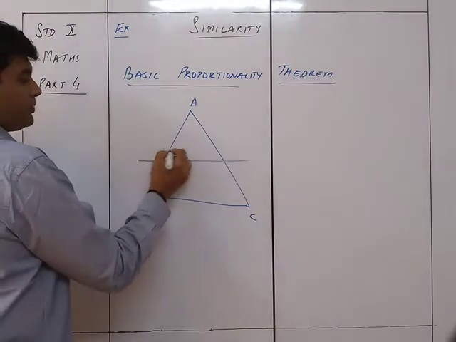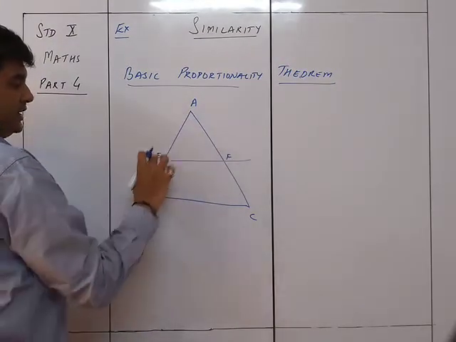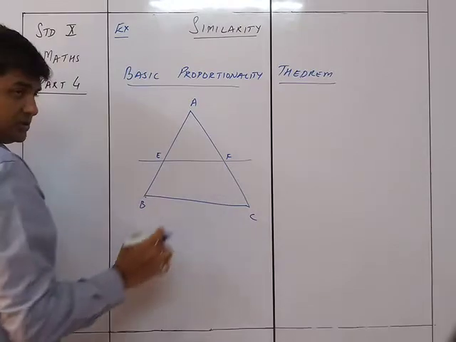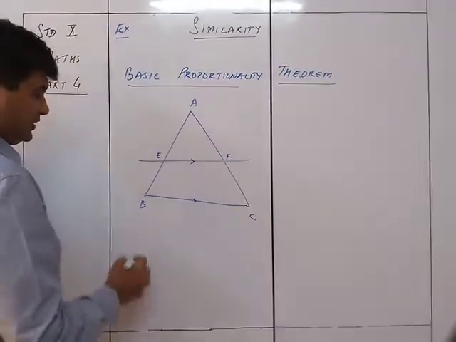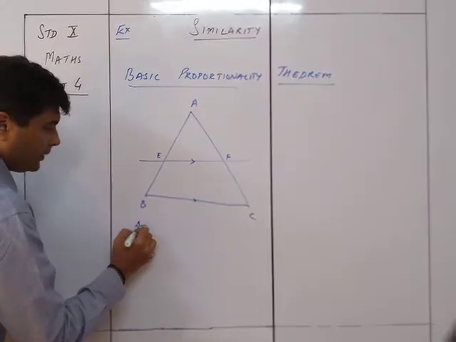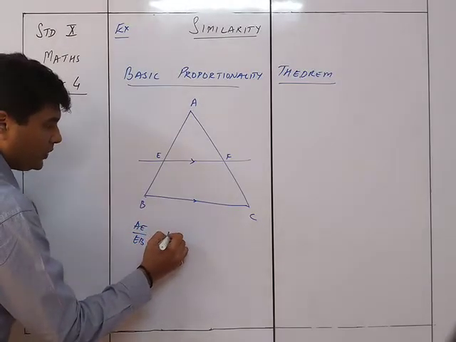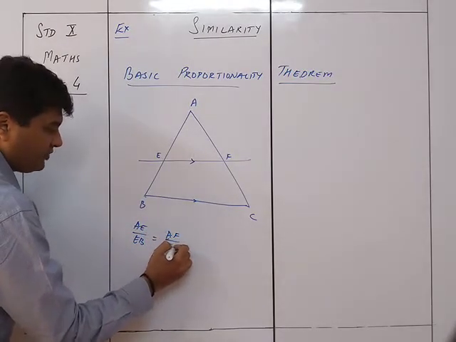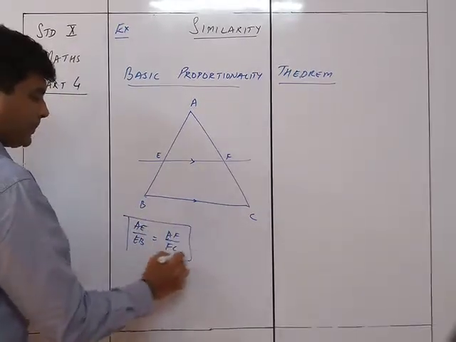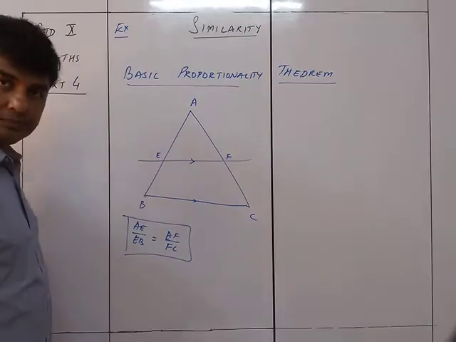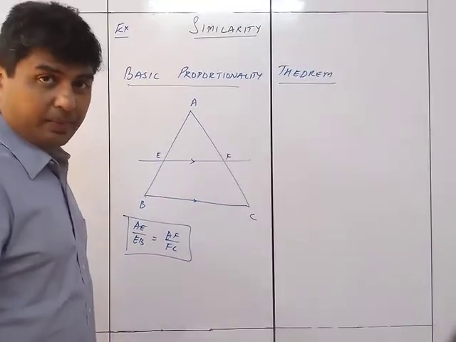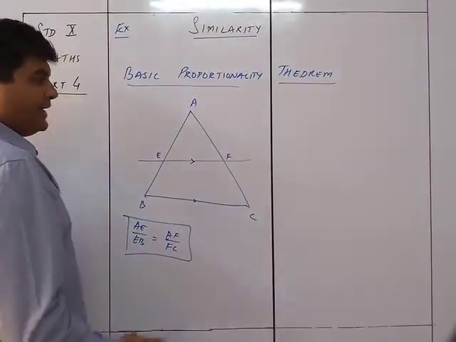ratio of this to this will be equal to this to this. If this is parallel to this, then the ratio, that is AE upon EB, will be equal to AF upon FC. This is the basic proportionality theorem. This upon this is equal to this upon this. Let's see how we get the basic proportionality theorem.